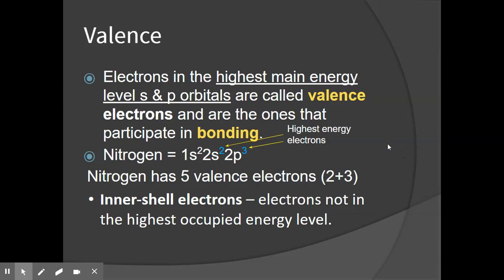Now, the electrons in that highest main energy level in the s and p orbitals specifically are the valence electrons that participate in bonding. So if I look at an electron configuration and I look at the highest energy s and p and add their superscripts together, I can quickly determine the number of valence electrons in the element. So for this example in nitrogen, this 2 in the 2s and this 3 in the 2p are nitrogen's valence. 2 and 3 is 5, and I can verify that by looking at the periodic table. Nitrogen is in group 15. It has 5 valence electrons. The ones that are not in the valence are called inner shell electrons.